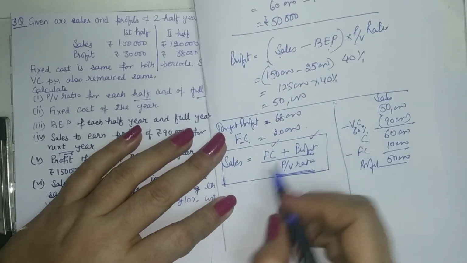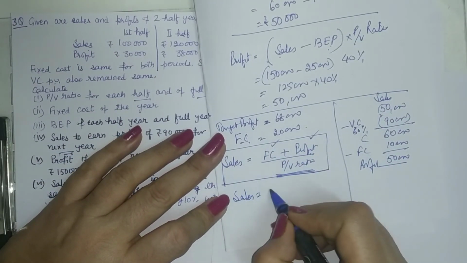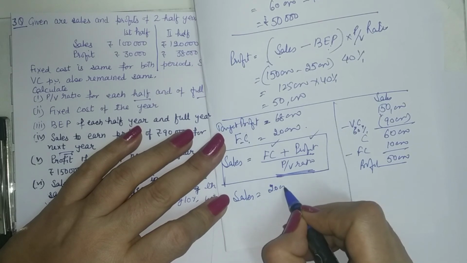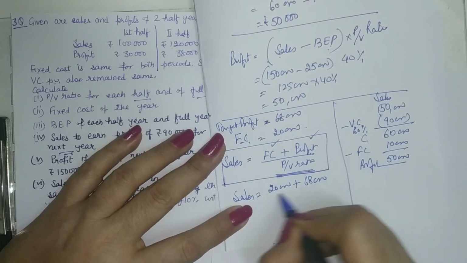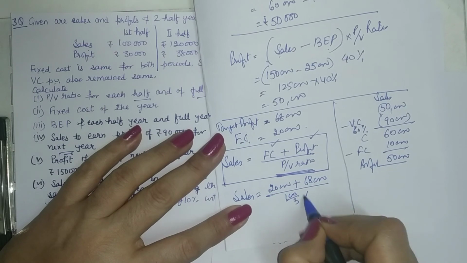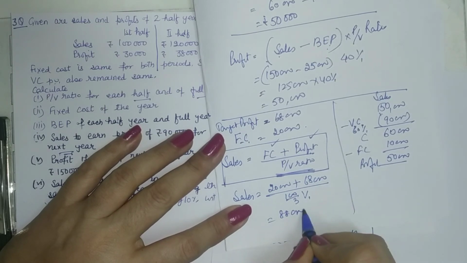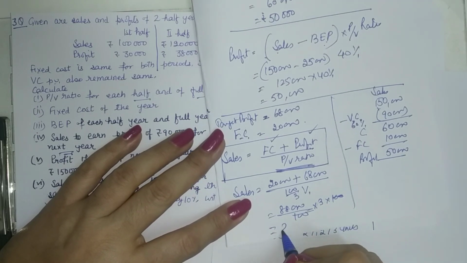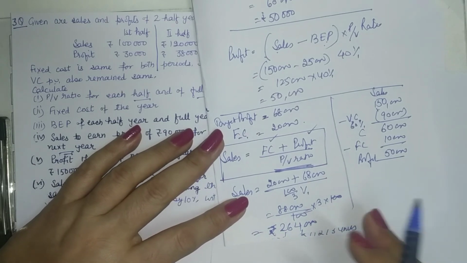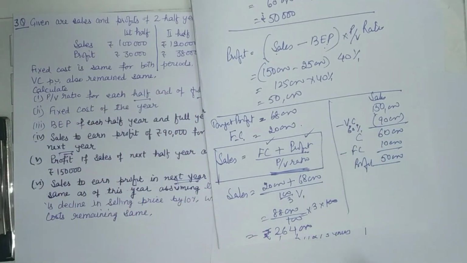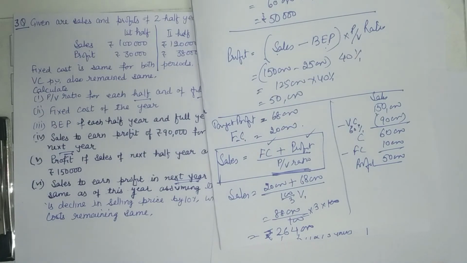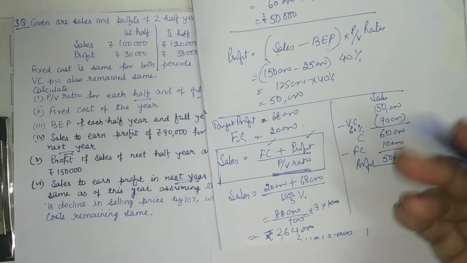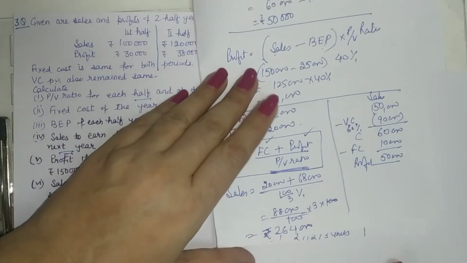So your sales at target profit will be fixed cost 20,000, profit 68,000 and 100 by 3%. 88,000 upon 100 into 3 into 100. So 2,64,000 rupees of sales are needed to make the profit as of current year. So whenever any value changes, our ratio will also go for a toss. So you will have to change it.